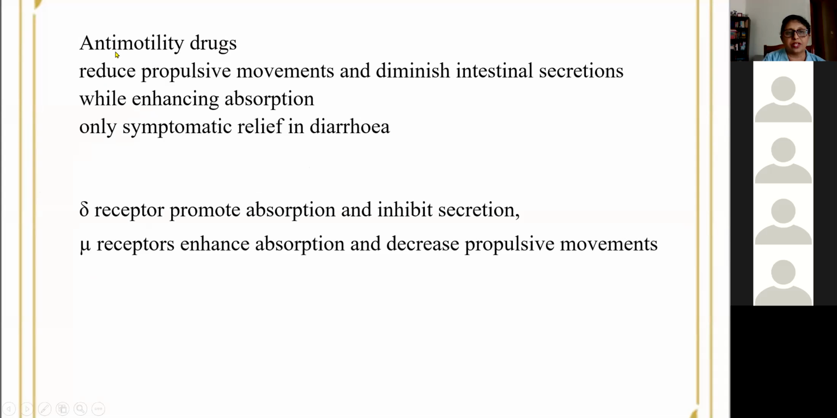Now we will see some drugs that act on the mu receptors. So anti-motility drugs reduce the propulsive movements. By reducing the propulsive movements, they enhance absorption and there will be symptomatic relief in diarrhea. So these are all symptomatic relief only. Again, I am repeating: delta receptors promote absorption and inhibit secretion. Mu receptors enhance absorption by decreasing the propulsive movements.